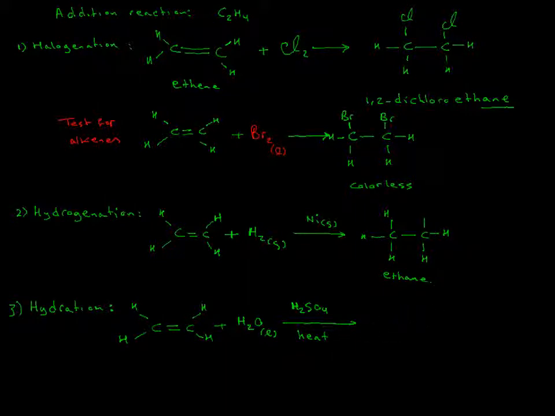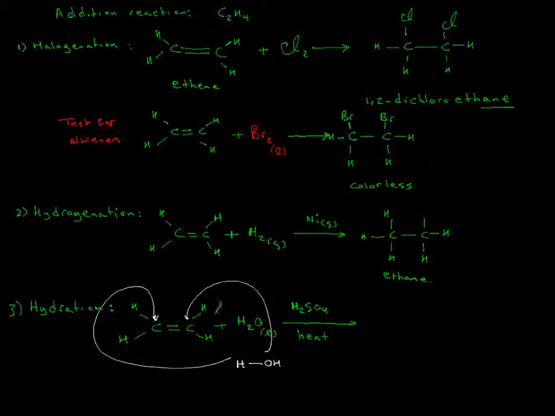Now what you can imagine is H2O as one part H, the other part OH. So I add one H to this carbon, and I add my OH to this carbon. So they are going to open this up and add to it. The product will be an alcohol, which is itself an important starting material for other organic compounds. This is ethanol, which you can also produce by fermentation of fruits or corn.